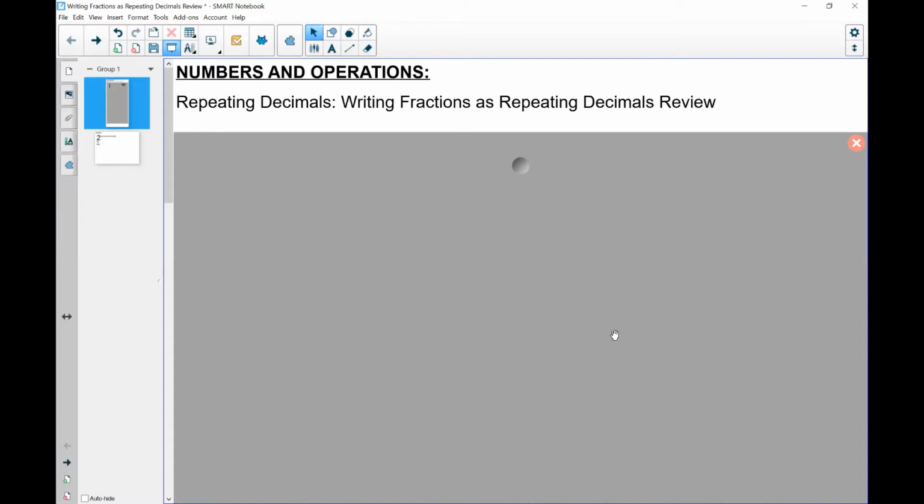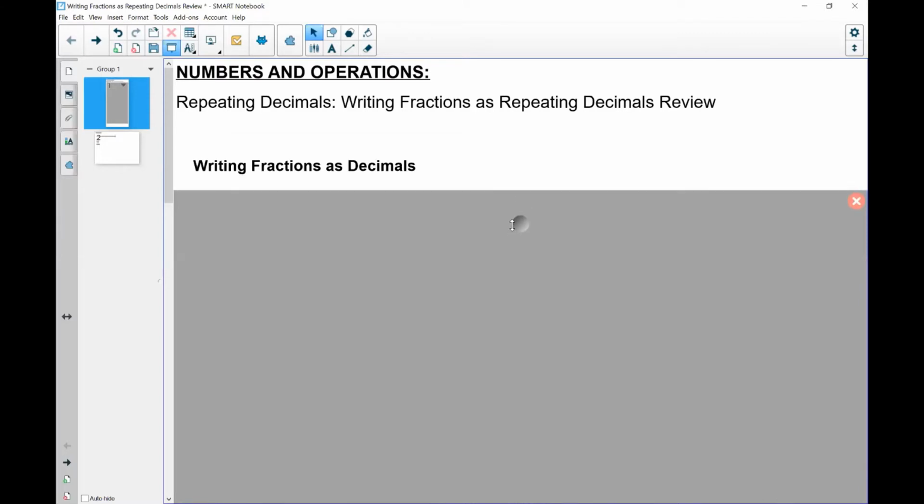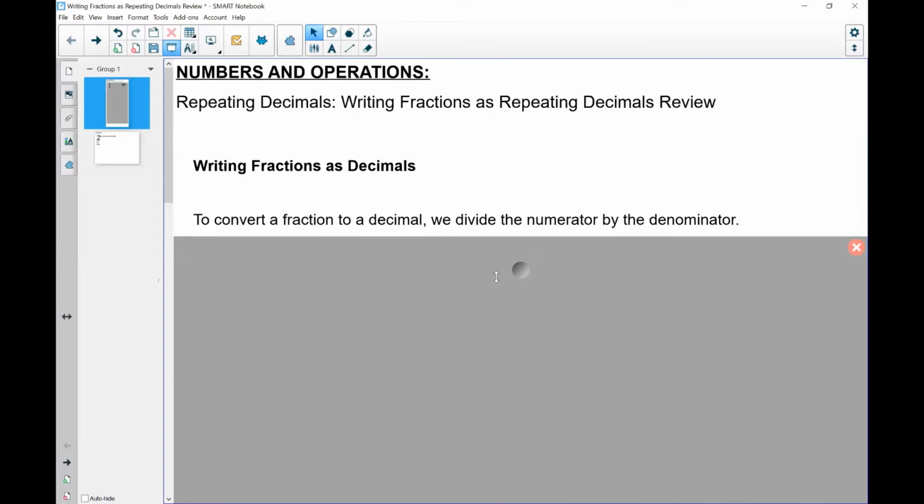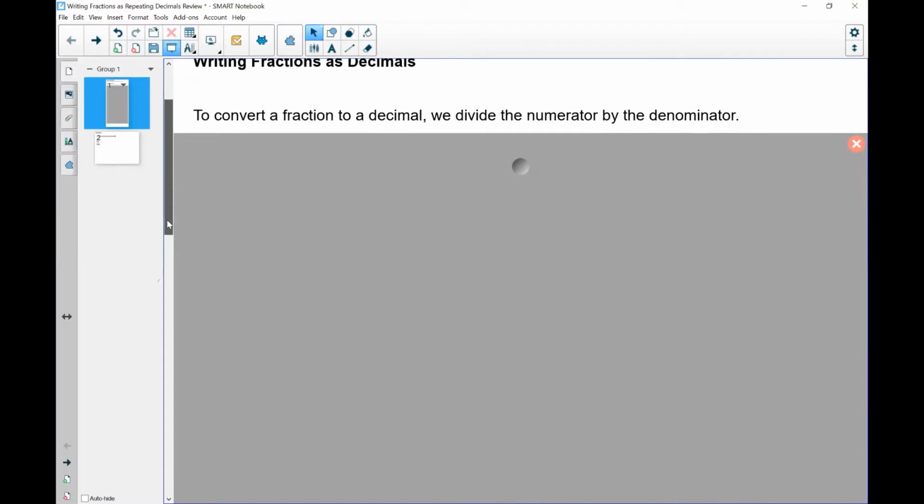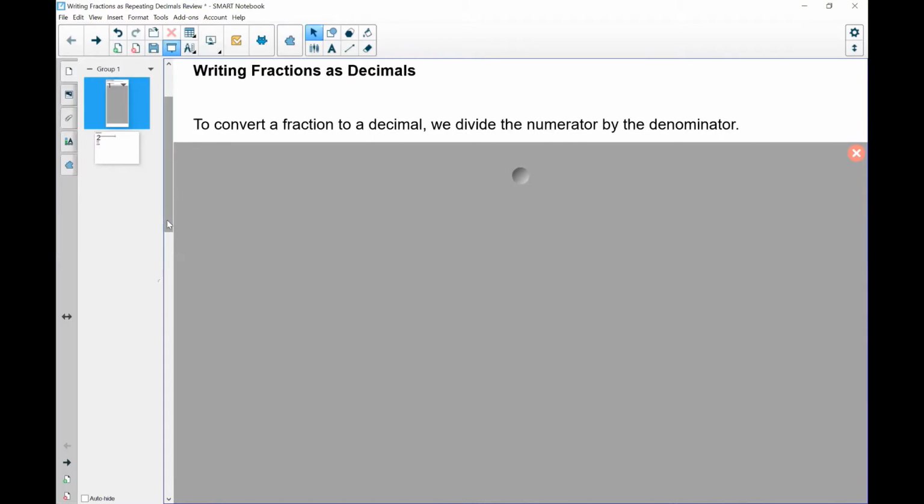So repeating decimals, writing fractions as repeating decimals. Again, you see up here writing fractions as decimals. Last Friday we did this. We talked about how to convert a fraction to a decimal. Well, we divide the numerator by the denominator. And I'm going to show you guys here if you missed last Friday's session, which is now uploaded on our YouTube channel. Oh, I forgot to mention this earlier. This is day 4 of our math session.